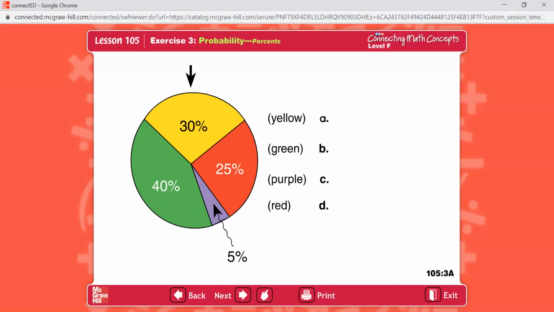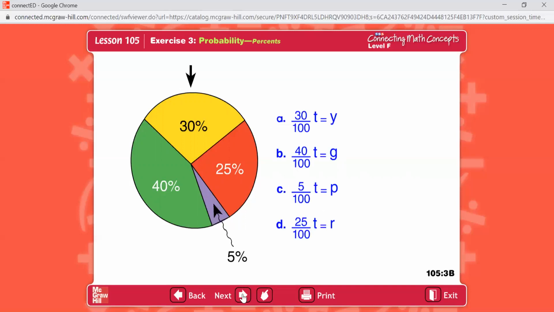Last time you worked probability problems for a spinner. In part A, write the probability equation for each color. Pause the video now to set up these equations. Resume when you're ready to check your work. Here is what you should have.